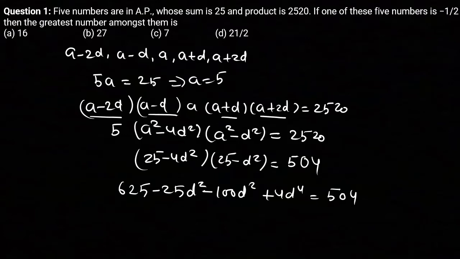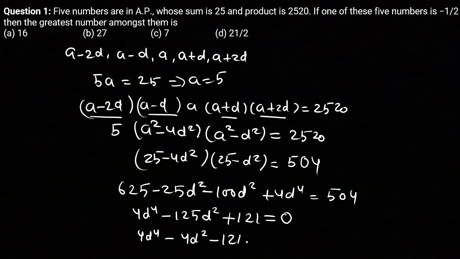So let's solve them. So this is 4d raised to the power 4 minus 125d square plus 121 is equal to 0. So now we factorize it. We can write it like 4d raised to the power 4 minus 4d square minus 121 plus d square plus 121 is equal to 0.